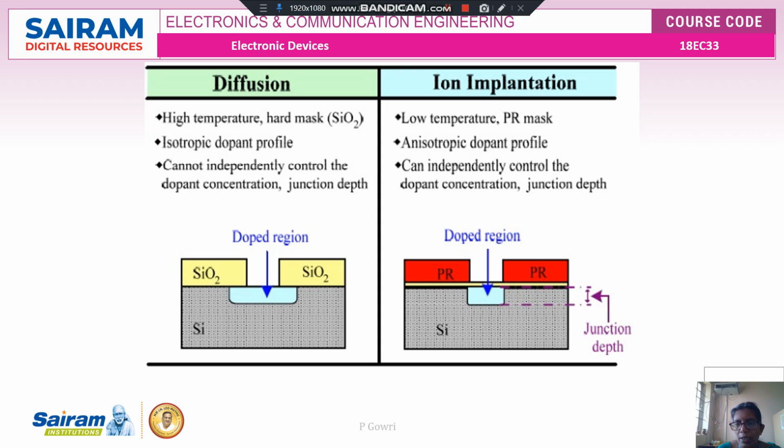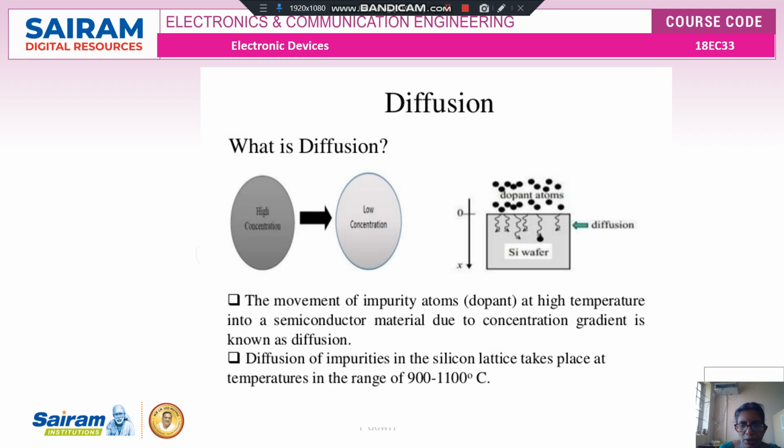Whereas in ion implantation, the process is controlled in the sense that I can control the junction depth, and also the region where my doping should be done. Since it is a controlled process, ion implantation is normally advisable for all high precision device manufacturing. So what is diffusion?